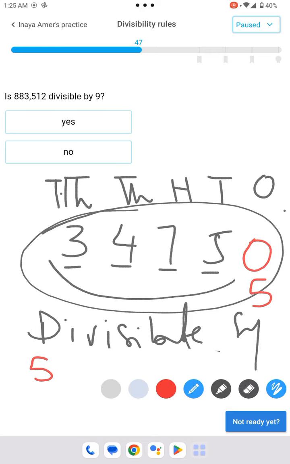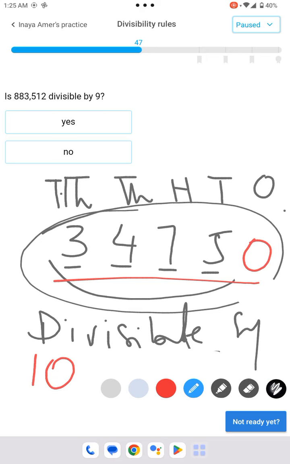Okay, now I tell you again about 10. If the number has 0 at the ones place, then the number can be divisible by 10. Okay, whatever the number is, whatever the other digits are, if the number has 0 at the ones place, then it can easily be divisible by 10. That is the rule for divisibility of 10.